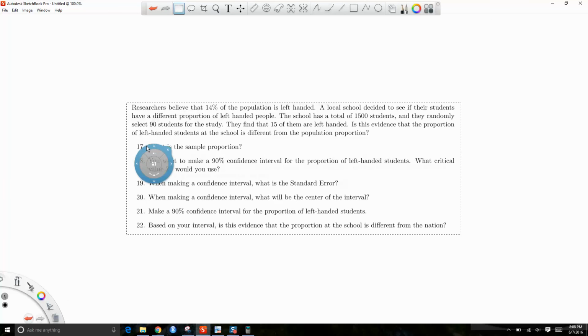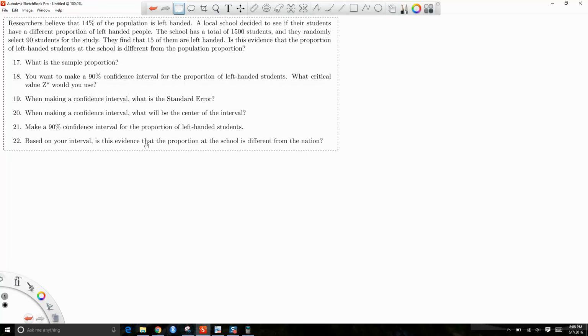All right, it says researchers believe that 14% of the population is left-handed. A local school decides to see if their students have a different proportion of left-handed people. The school has a total of 1,500 students, and they randomly select 90 students for the study, and they find that 15 of them are left-handed. Is this evidence that the proportion of left-handed students at the school is different from the population proportion?